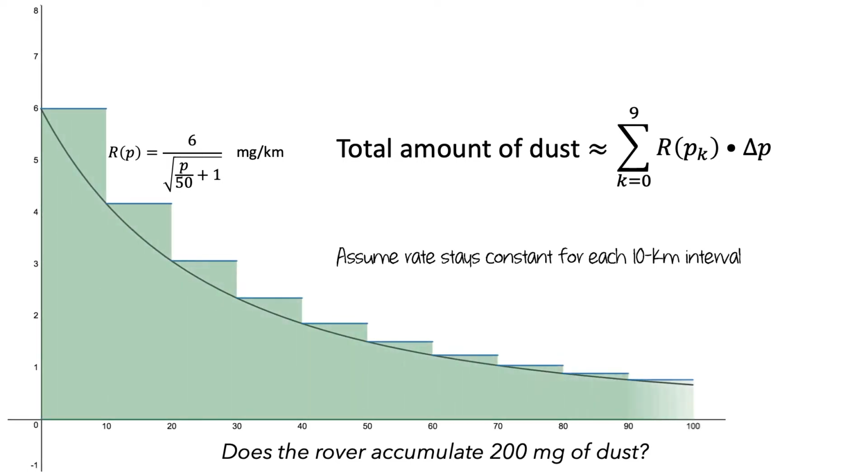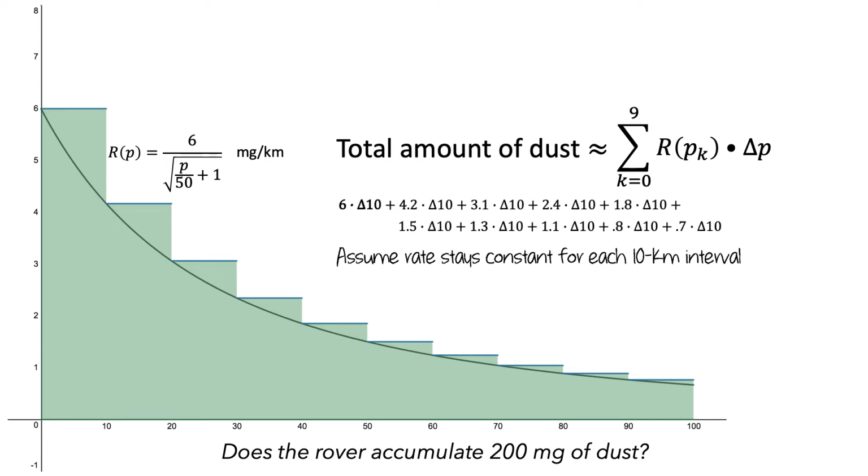So we know that to find the amount of dust that accumulates in the first interval, we multiply r of 0 by delta p, which in this case is 6 milligrams per kilometer times 10 kilometers. And then we do this for each of the intervals. And then we add these values up to get a total of 229 milligrams of dust that has accumulated. Since we're assuming that the rate of accumulation was constant for each 10-kilometer interval, the number we've computed is an approximation of the actual amount of accumulated dust.